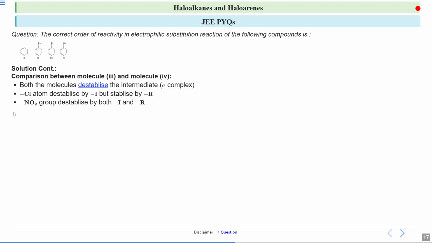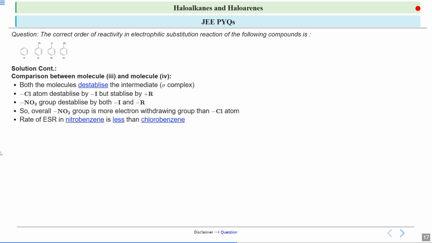But if you talk about the NO2 electron withdrawing group, it is only destabilizing, by both the minus I and minus R effect. So overall, the nitro group is a more electron withdrawing group than the chlorine atom, due to which the rate of electrophilic substitution reaction in nitrobenzene is lesser than in chlorobenzene, because chlorine destabilizes by minus I, but also stabilizes by plus R. So the rate will slightly increase in chlorobenzene compared to nitrobenzene.